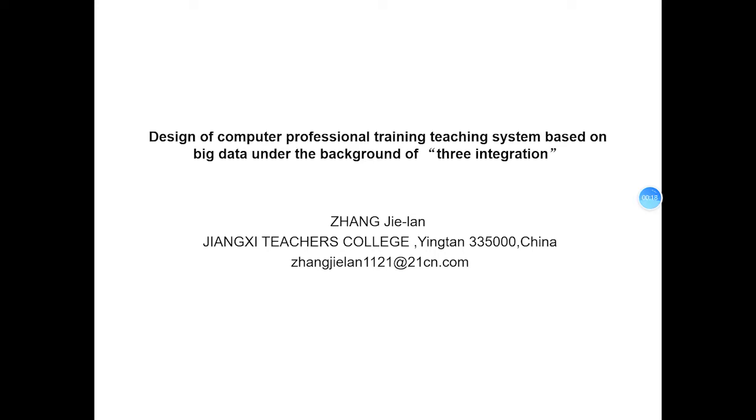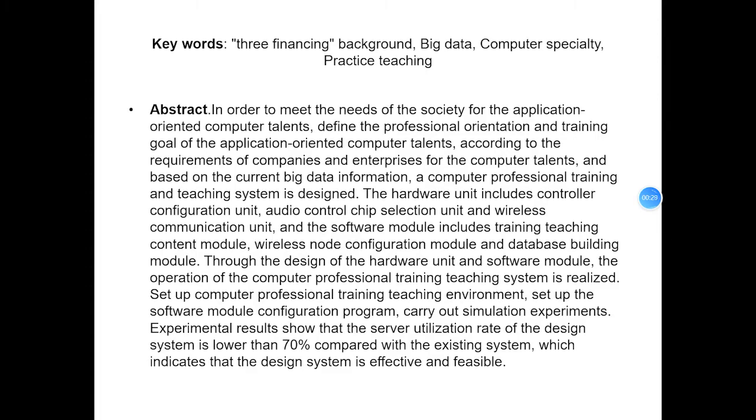The title of my paper is Design of Computer Professional Training Teaching System based on Big Data under the background of 3 integration. In order to meet the needs of the society for the application-oriented computer talents, define the professional orientation and training goal of the application-oriented computer talents, according to the requirements of companies and enterprises for the computer talents and based on the current big data information. A computer professional training and teaching system is designed.